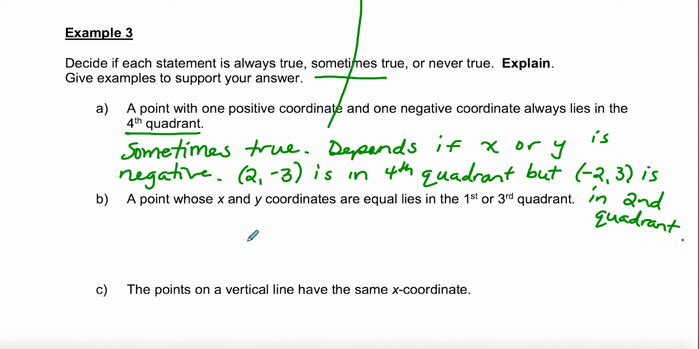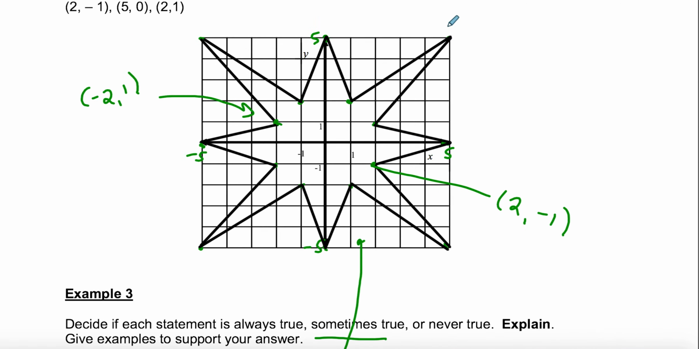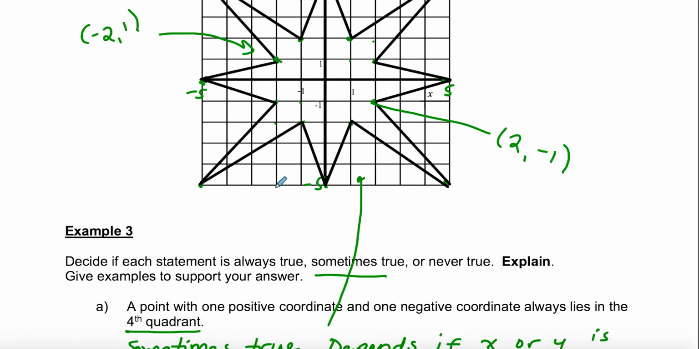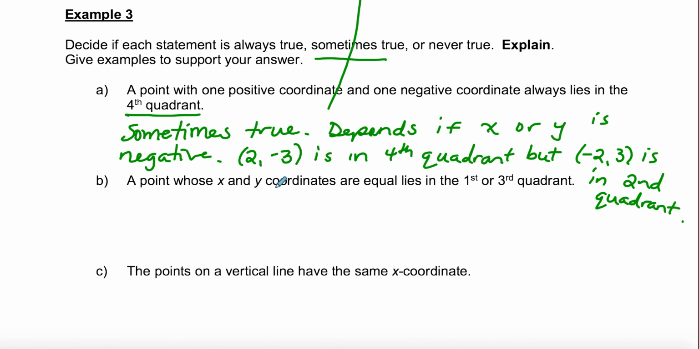Okay, a point whose x and y coordinates are equal lies in the 1st or 3rd quadrant. So the 1st or the 3rd quadrant would be up in this area, that's quadrant 1 and quadrant 3. So points up here could be 1, 1 or 2, 2. And over here we could have negative 1, negative 1 or negative 2, negative 2. So it sounds like it's kind of true all the time, except what if we had an ordered pair that was 0, 0?